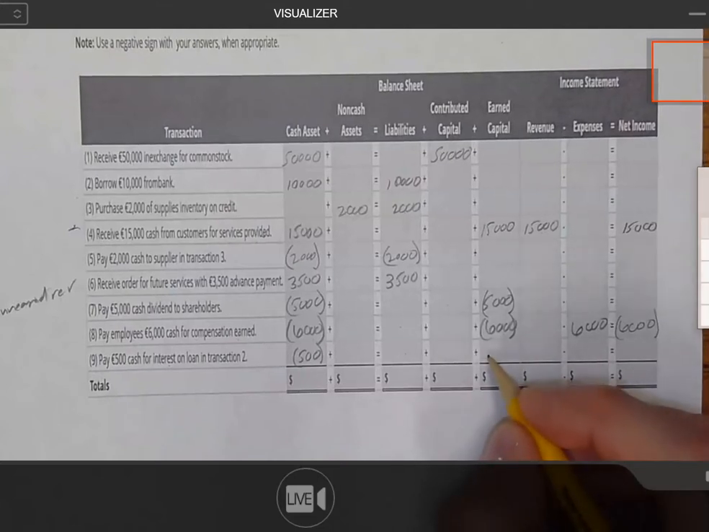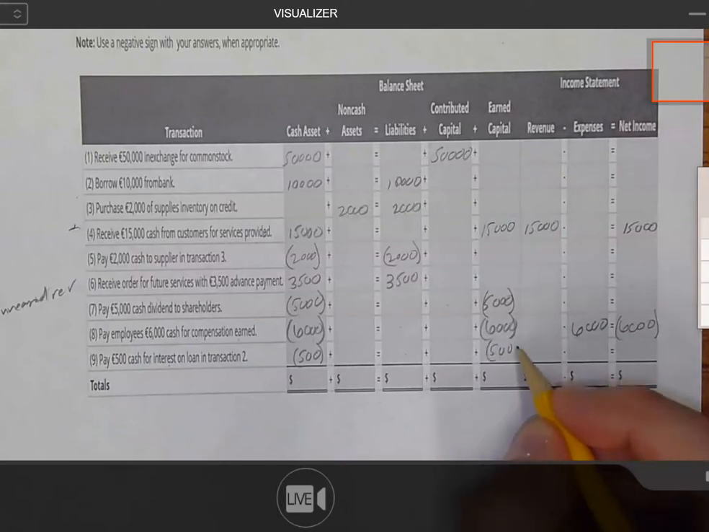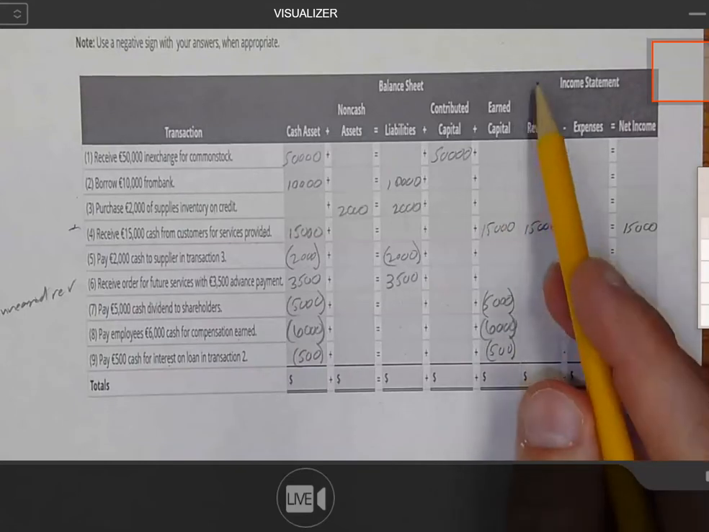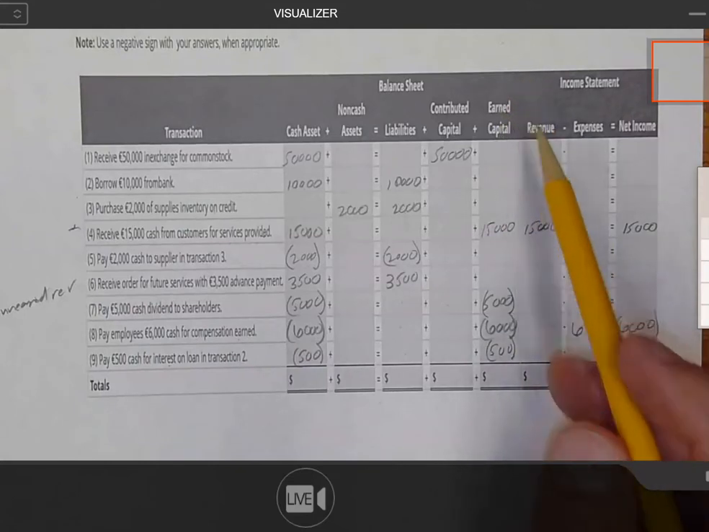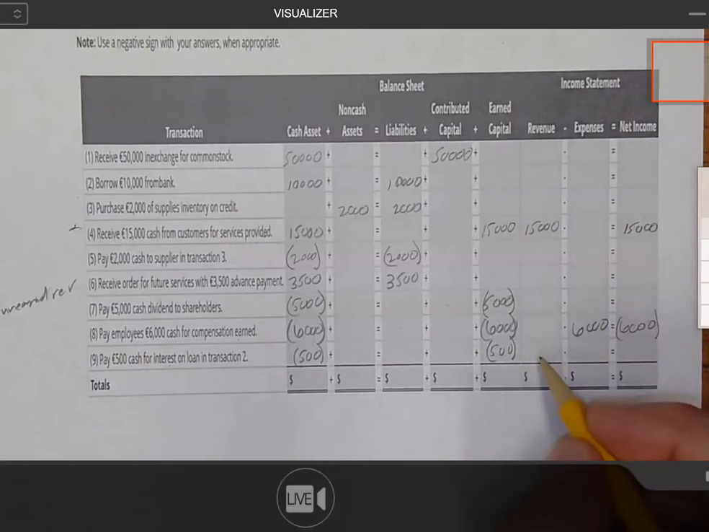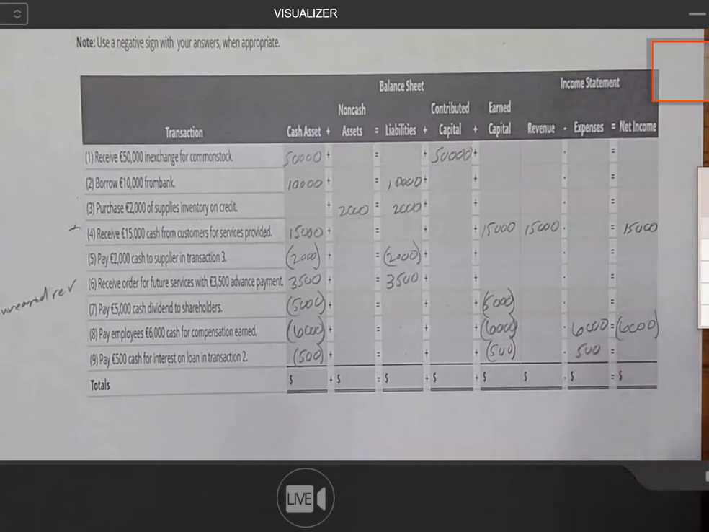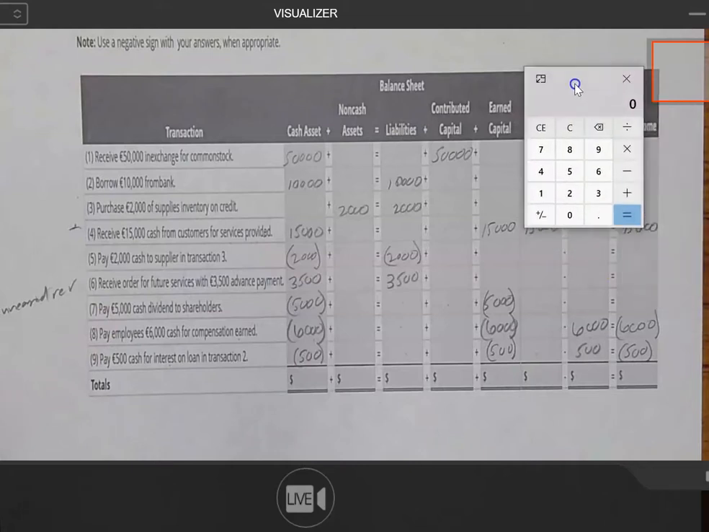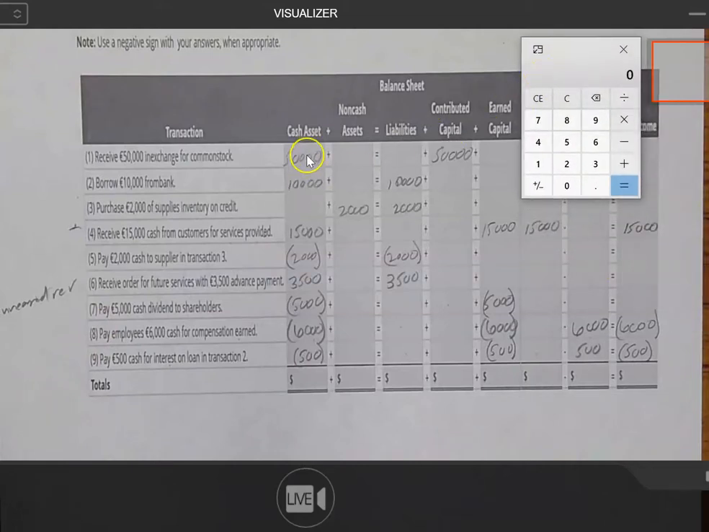We are going to need to, because interest expense is going to be on the income statement, and if it's on the income statement, that means it's going to reduce earned capital or retained earnings. Okay, so nothing on revenue. Expenses go up by $500, and net income goes down by $500. And so then I'm not going to do all of these, but I'll bring the calculator over here for just a moment, and we'll go down. Cash is the biggest one, so we'll do that.